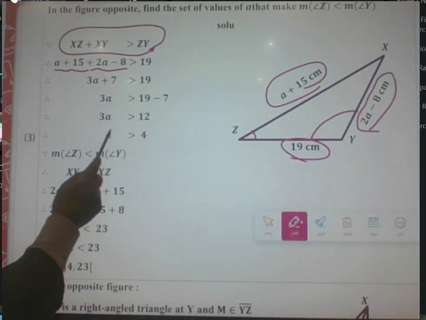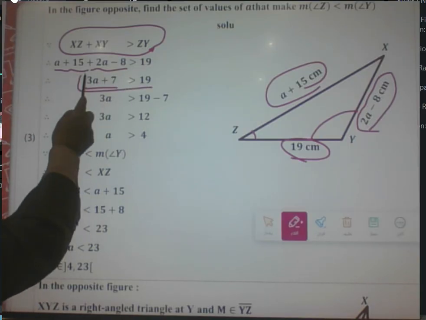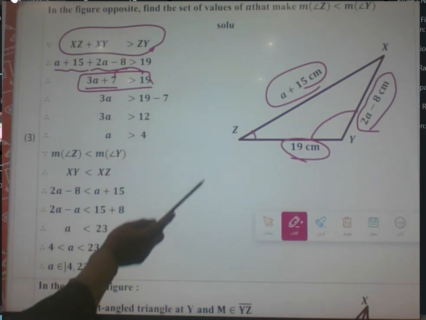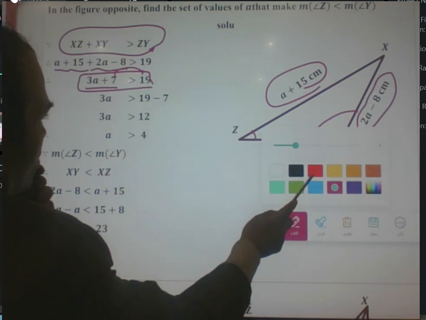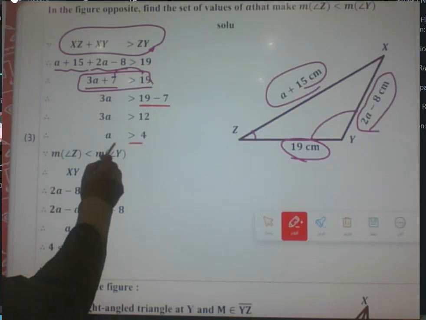So we can solve this inequality. a plus 2a equals 3a, and 15 minus 8 is 7, which is greater than 19. We can move 7 from the left-hand side to the right-hand side. The difference between 19 and 7 is 12, divided by 3. Then a will be greater than 4.